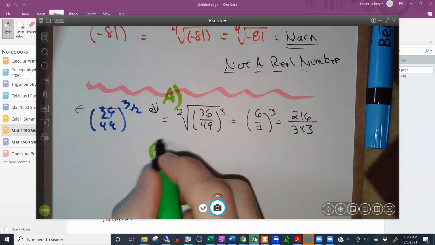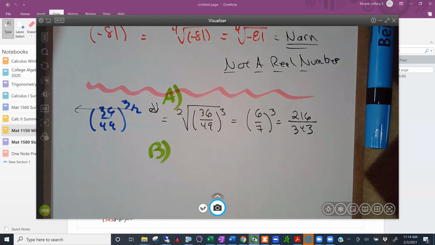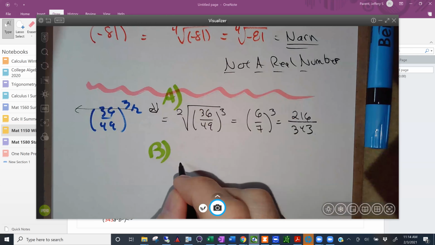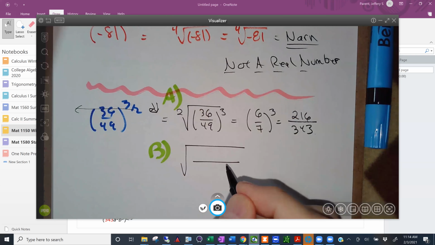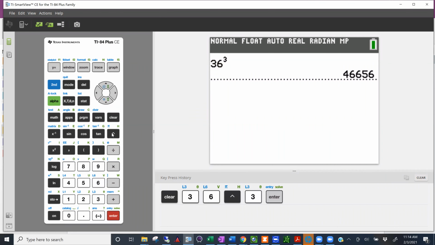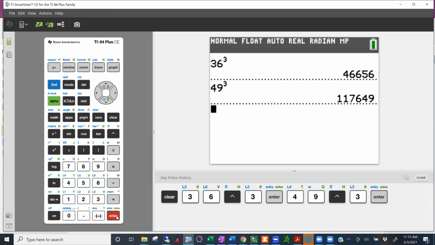There's another way you could do this, and we'll see what you like better. The other way is you could start by cubing this and then take the square root. So I won't lie to you, I gotta do these things on a calculator. 36 cubed. So that'd be raised to the third power, like that. 46,656. And then 49 cubed should be close to 120,000, say, I don't know, 117-ish, 118,000. There you go. 117,649.